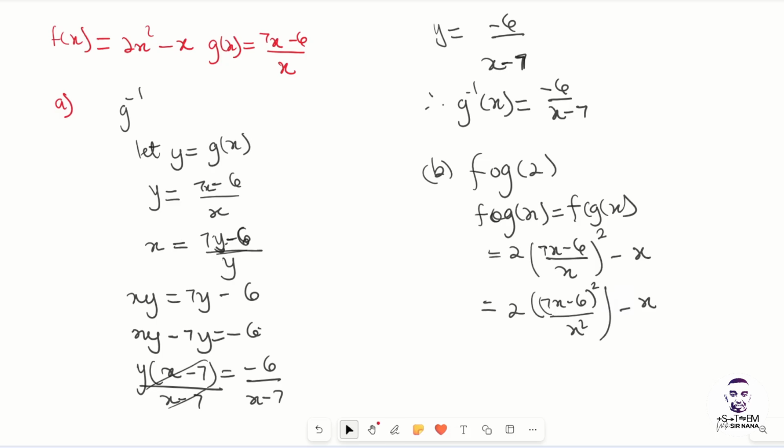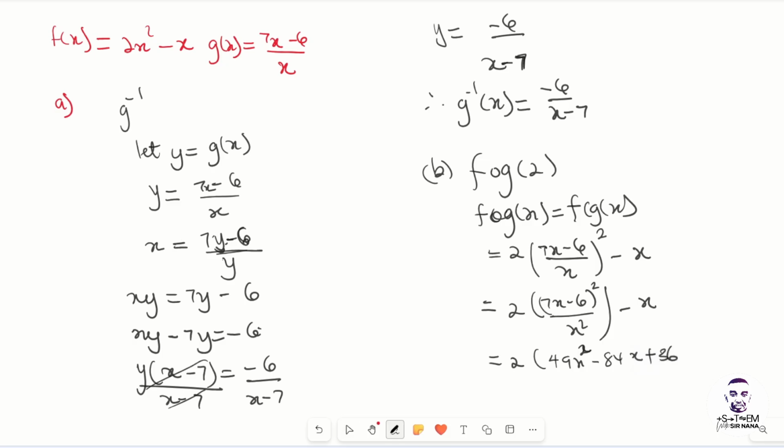Let's expand the numerator. We have 2, and then 7 squared gives 49x squared. Then 2 times 7 is 14, and 14 times negative 6 gives negative 84x. Then 6 squared gives 36, and a negative squared gives positive, so positive 36.